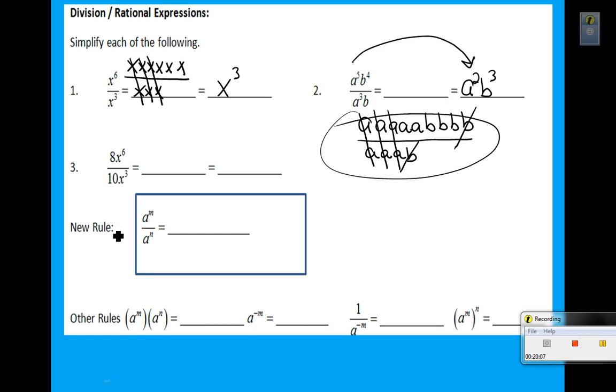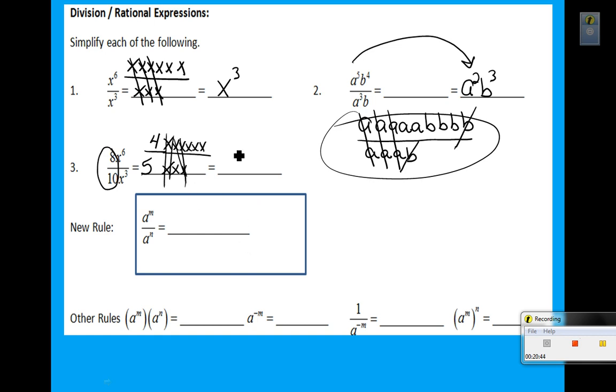Let me check this one out. I got 8x to the 6th over 10x cubed. I'm going to reduce 8/10. 2 goes into both of them. So I'm going to get 4/5. Then I'm going to have 6 x's on top and 3 x's on bottom. Well, I'm going to cancel out 3 of them again.